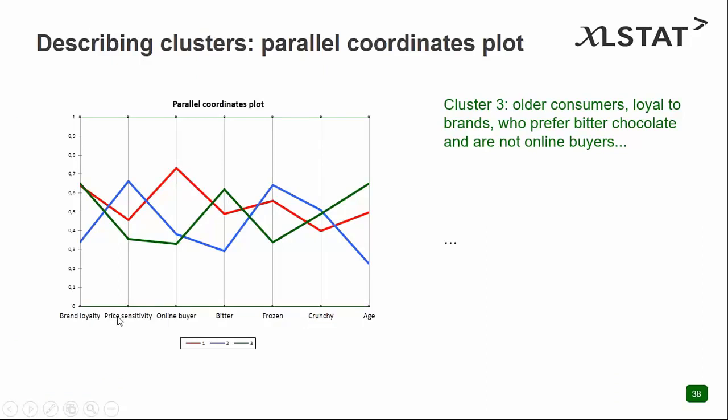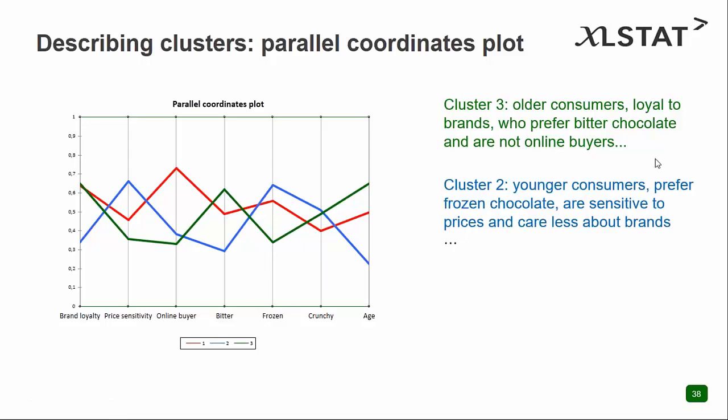Here on the x-axis you have the names of the different variables we used to describe the classes or the segments that are represented by different colors. Segment 2 is represented in blue, segment 3 in green, and segment 1 in red. If you focus on group 3, you see that you have older consumers who don't really like frozen chocolate, but who prefer bitter chocolate and who are loyal to brands. Then with cluster 2 in blue, you have younger consumers who prefer frozen chocolate and who are sensitive to prices, and care less about brands.